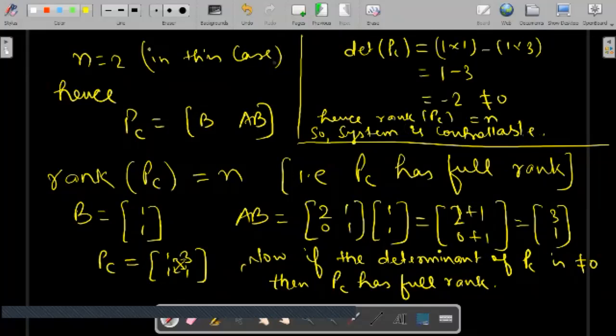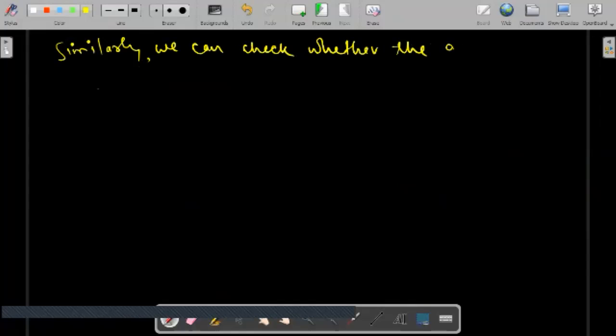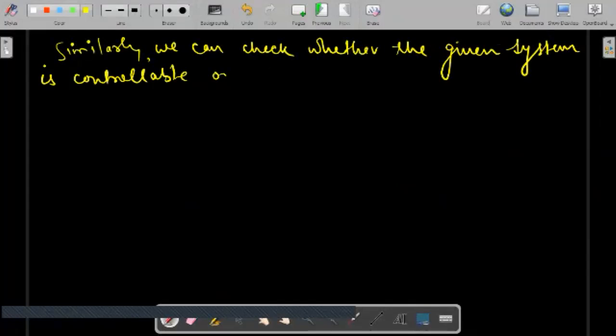So similarly, we can also check whether the system is observable or not. Now these things are required to design the compensators or controllers for these systems represented by state equations or state space model. So similarly, we can check whether the given system is controllable or not. Sorry, controllability has already been checked. So we will check whether it is observable or not.